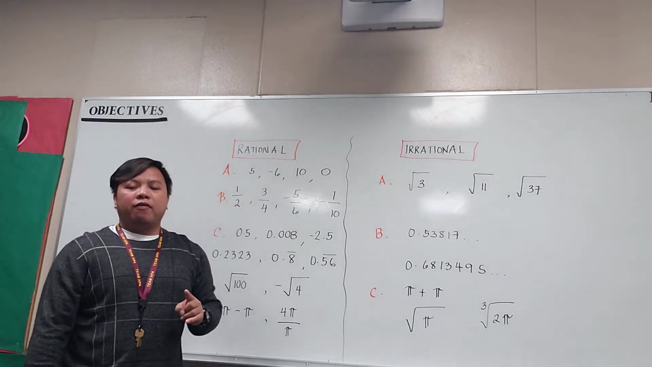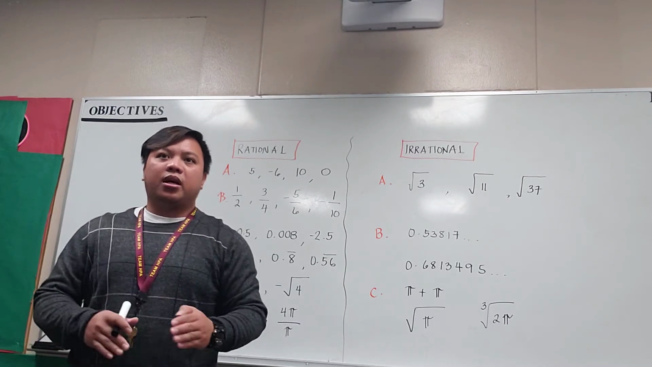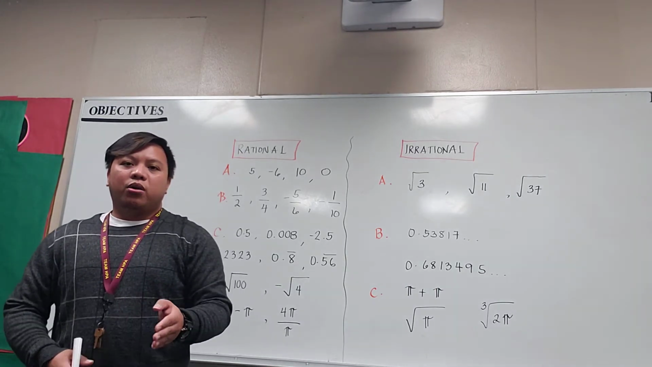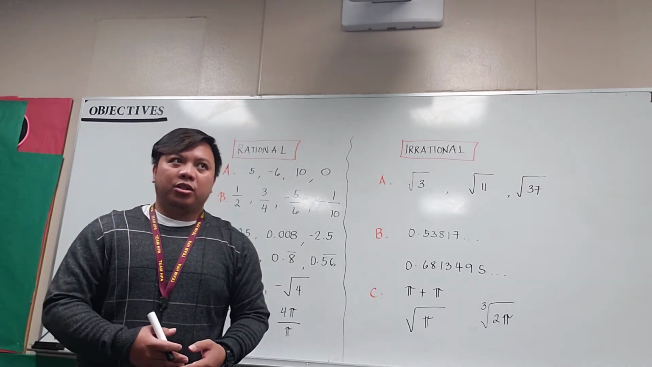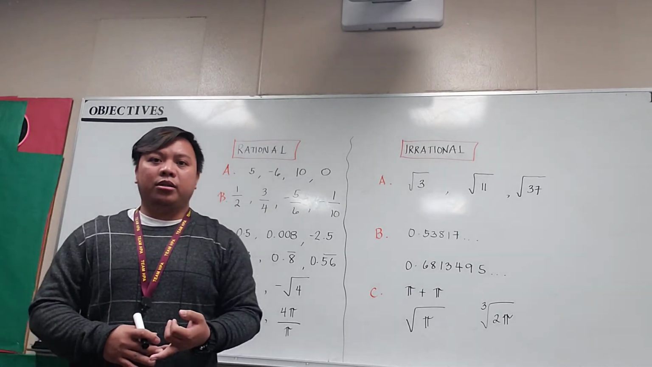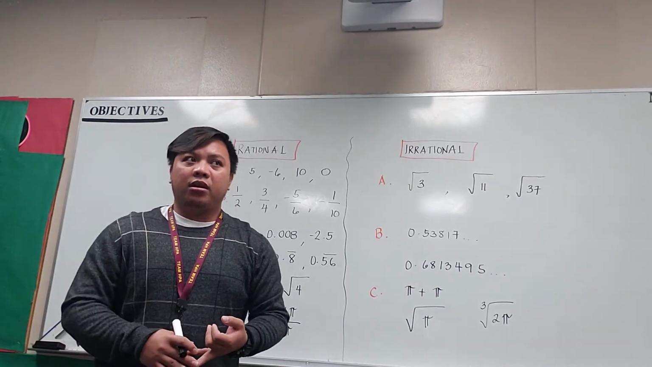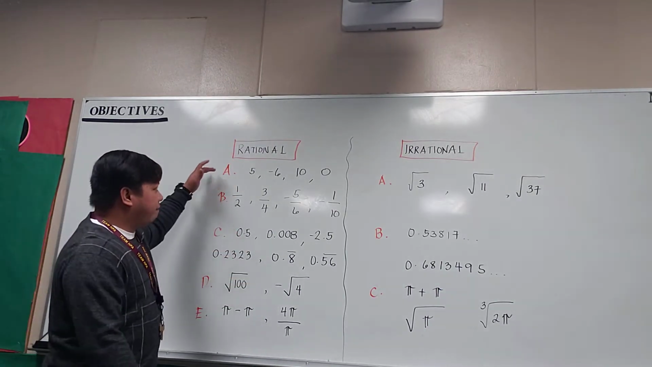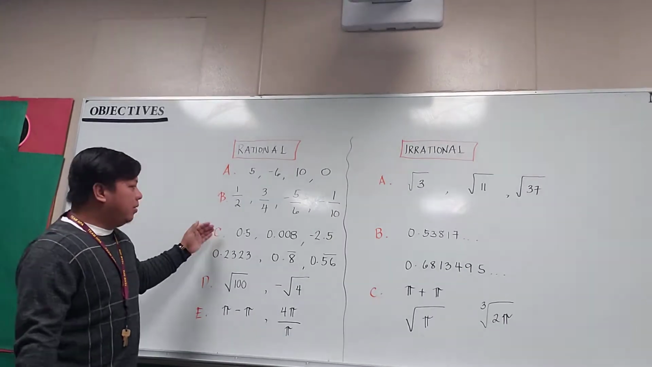Basically, rational numbers are the numbers that we knew from the start, since elementary. You were being exposed to the different numbers that we knew in elementary, like whole numbers, the counting numbers, whether positive or negative. We also have fractions. We also have decimals.